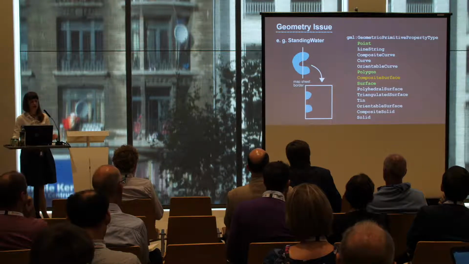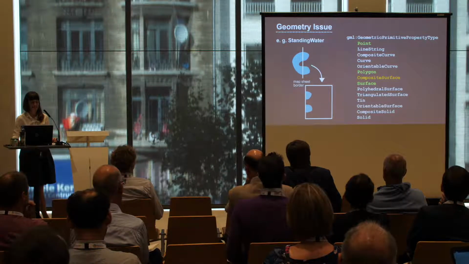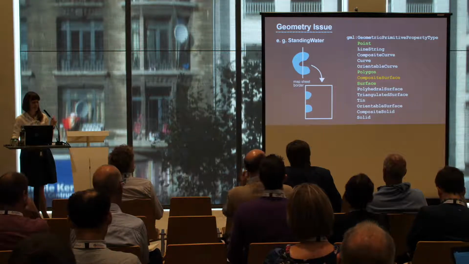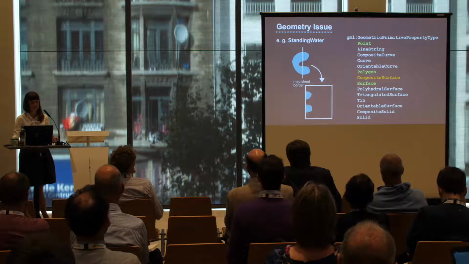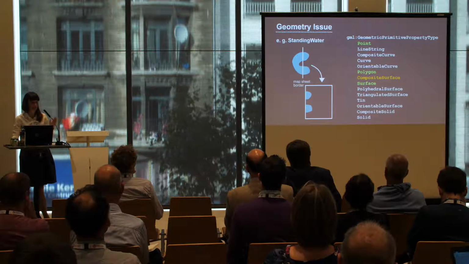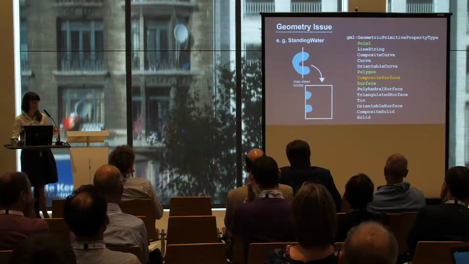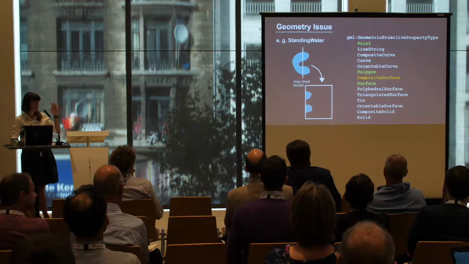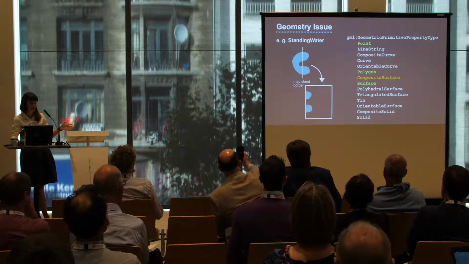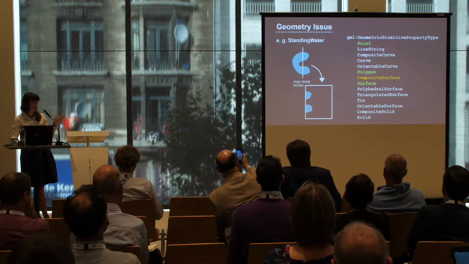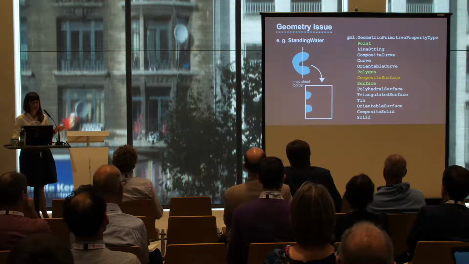For example, we have standing water. It lies across the border of two export units, and for example this way, but standing water can be only a geometry primitive, so it can be only these types according to the XML schema, and according to data constraints, it can be only point, polygon, or surface.